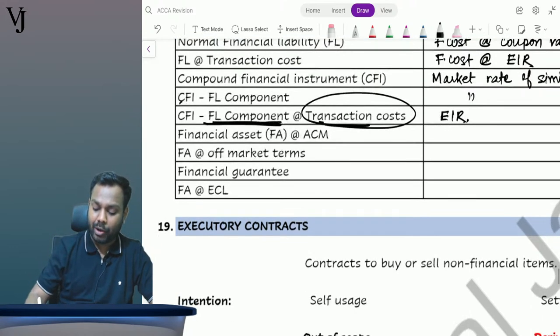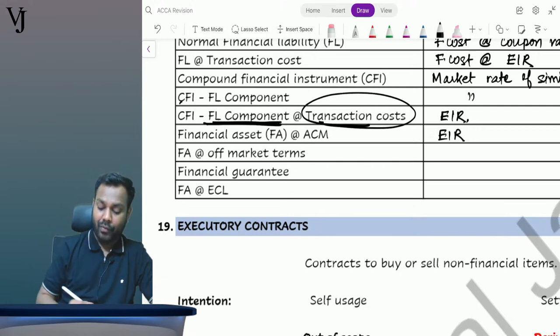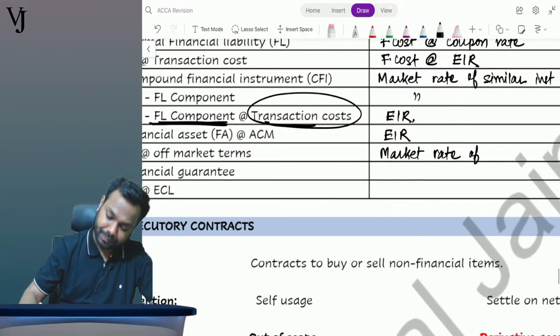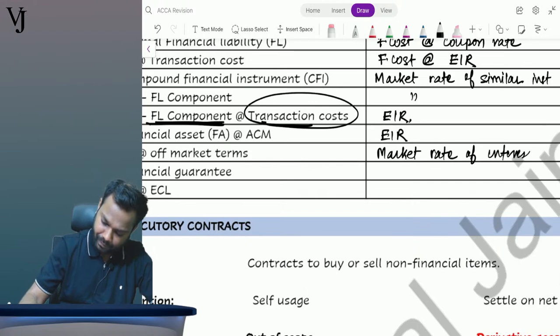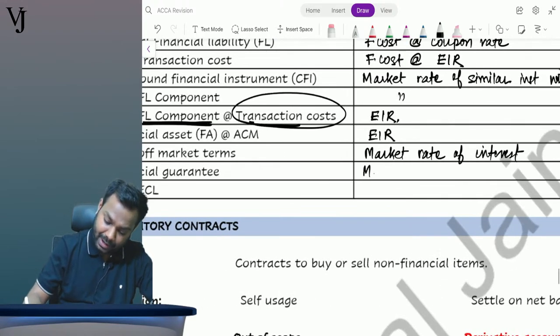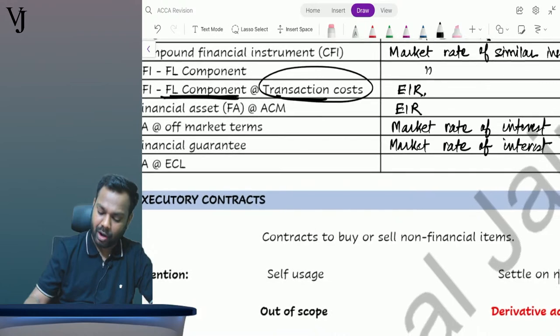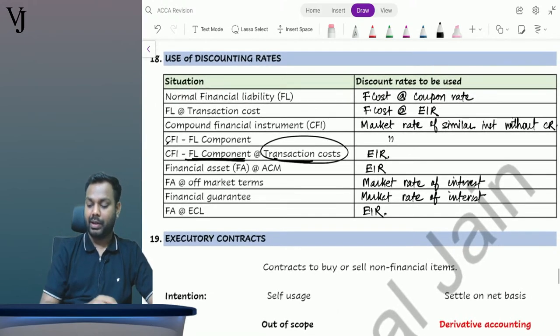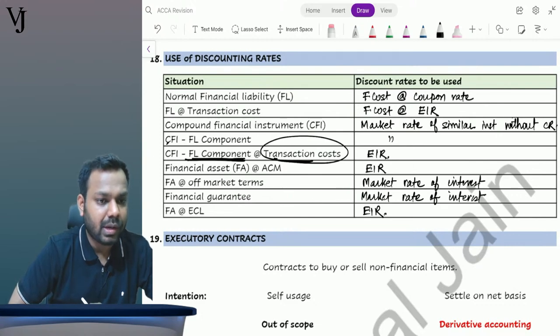Okay. Now, financial asset at amortized cost method, effective interest rate. Financial asset at off market terms, market rate of interest. If it is financial guarantee, again market rate of interest. Now, if it is financial asset at ECL, then effective interest rate. So this is what happens for discounting rate. Tell me guys, is it clear everyone? Vineet, Deepika, Chrissy, Sunny, Vidisa, come on guys, all of you, tell me.